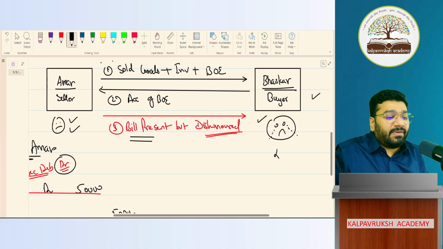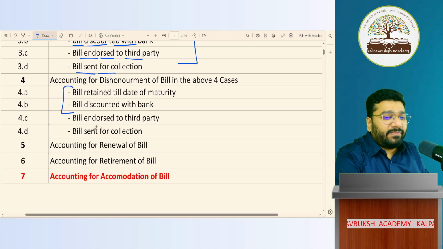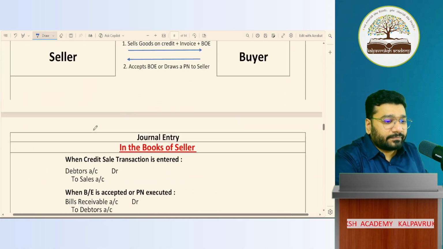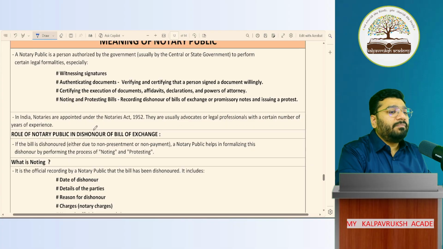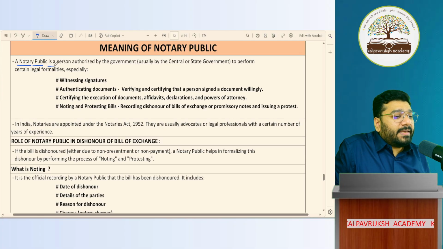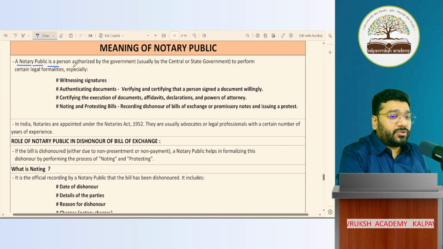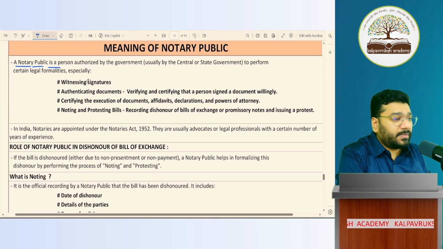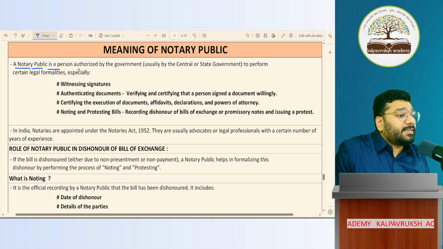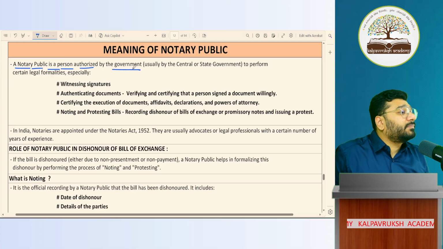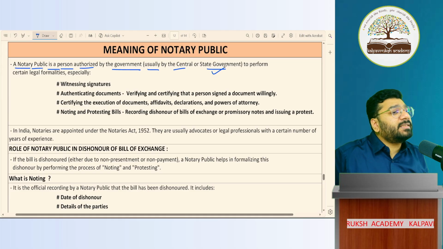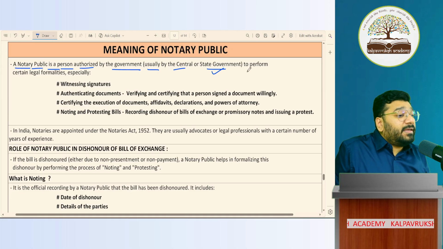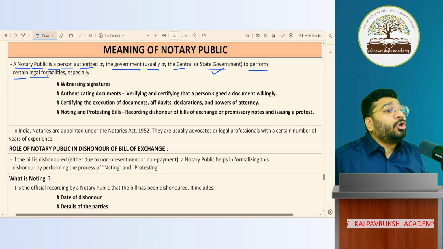So who is this notary public? What is this noting? Let's have a read at it. In my notes, I've given it. Meaning of notary public. A notary public is a person authorized by the government. So he's a government official, usually appointed by the central government or state government. In most cases, it is the state government. Why did the government appoint or authorize this person? To perform certain legal formalities.